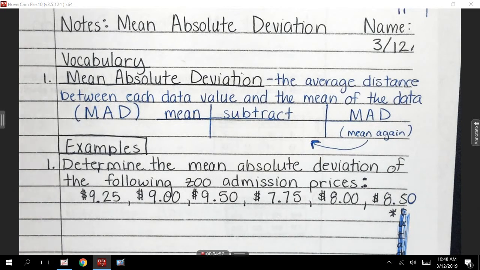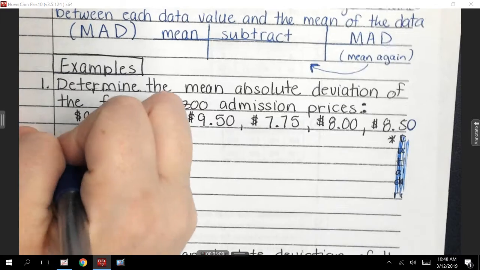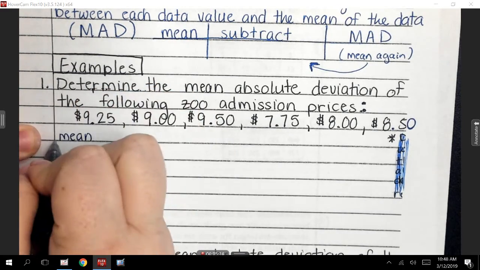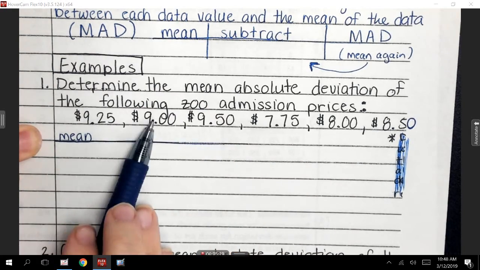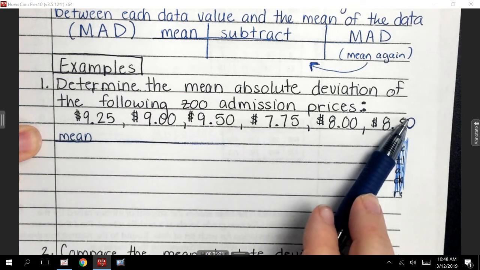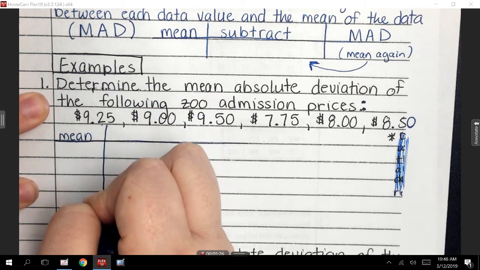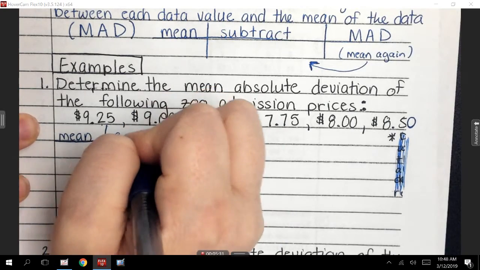So we're going to do the mean. We're going to do a bunch of subtraction. Then we're going to do our mean again. All right? So, we're going to look at number 1. Starting with the mean. I'm going to draw my chart here. There are 1, 2, 3, 4, 5, 6 numbers. So I need 6 lines. 1, 2, 3, 4, 5, 6. Okay, and then we're going to subtract.